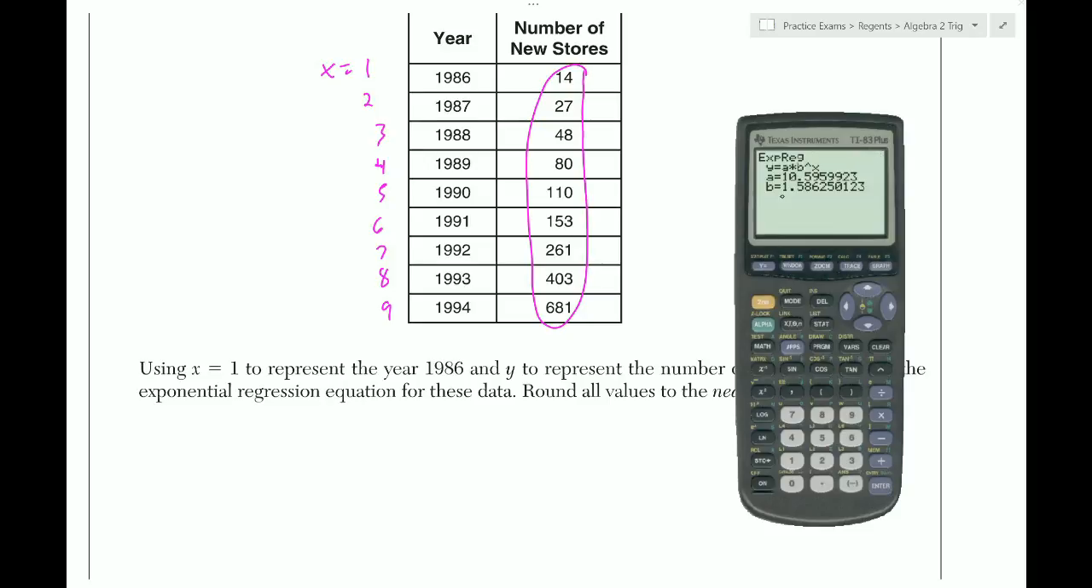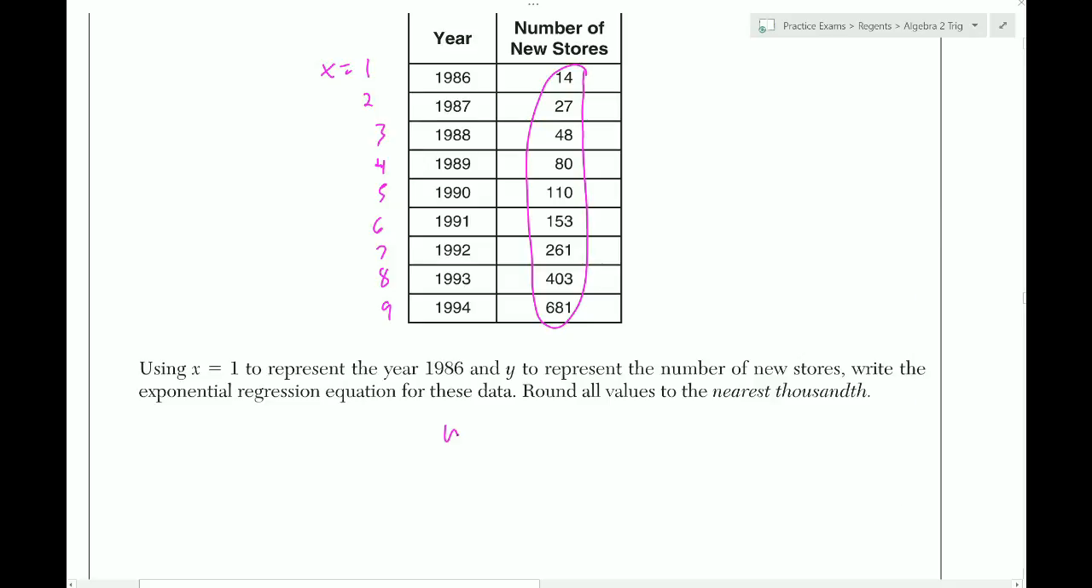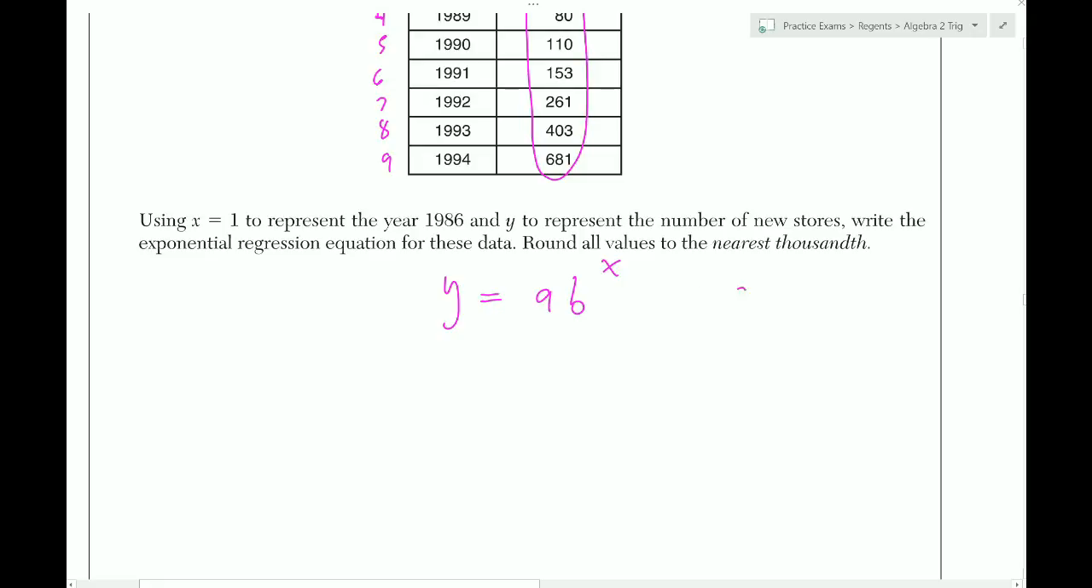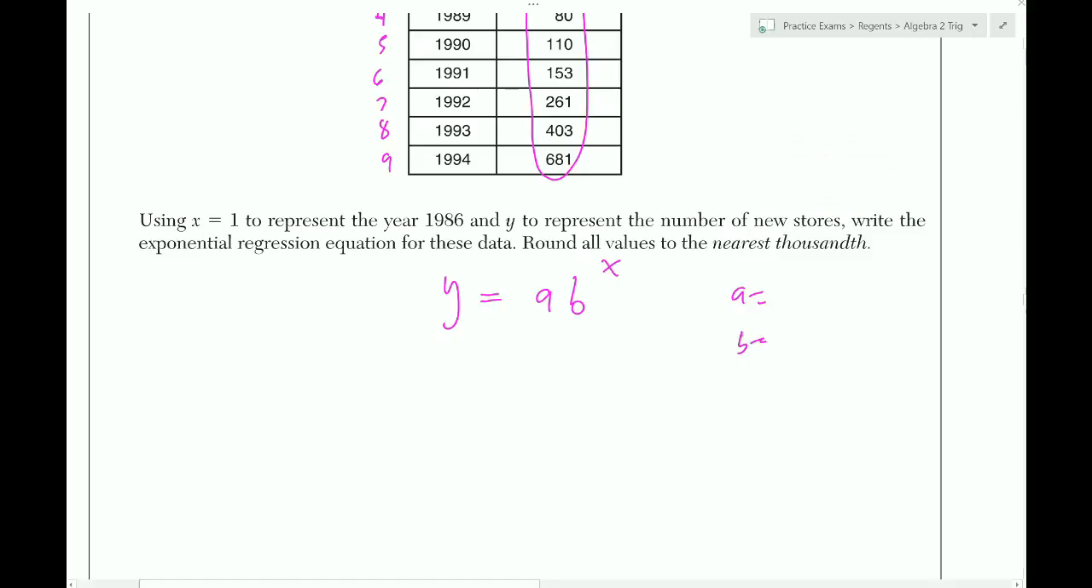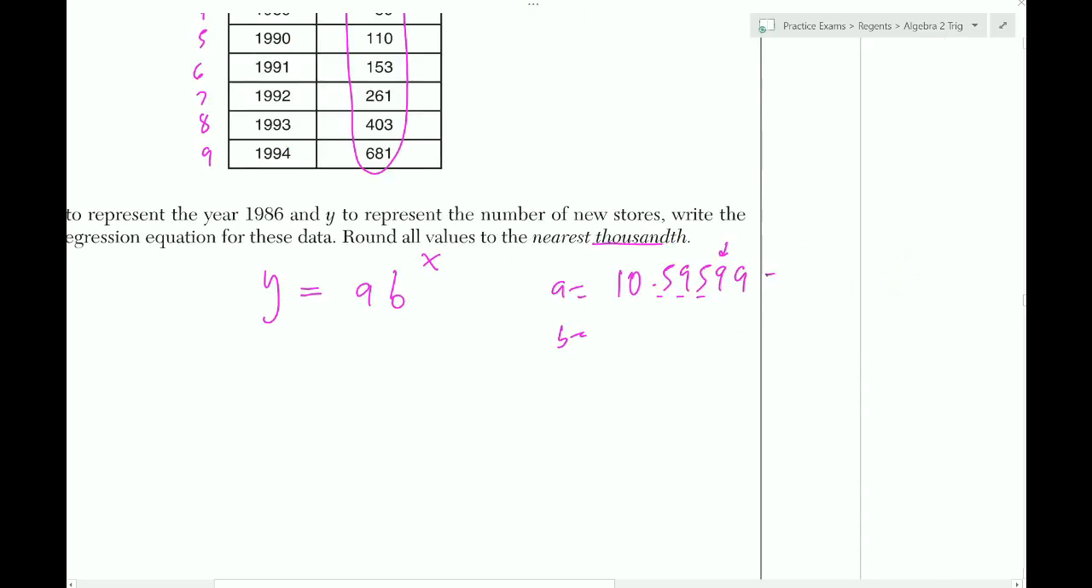Alright, so now it's come up with our equation here. And we can round the values to the nearest thousandth. So we get y equals a times b to the x. A is this, b is this. So a is 10.59599, and the thousandth place at tenths, hundredth, thousand. So that means I need to use this as my pivot digit. So it's above, so I round up. So I do 10.596.